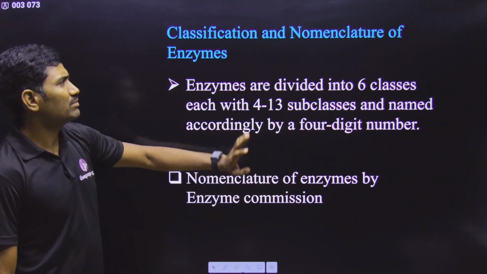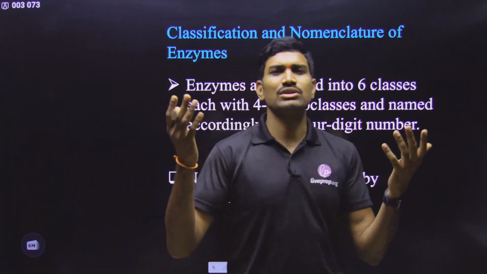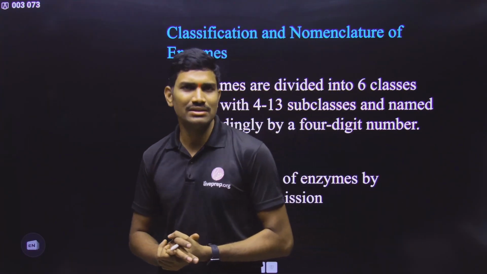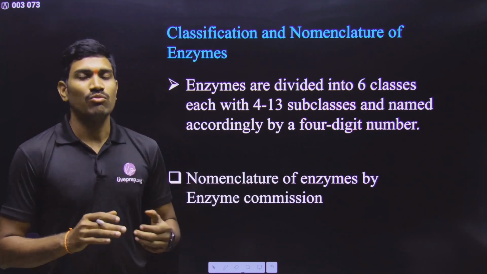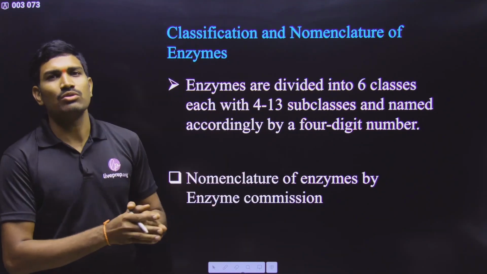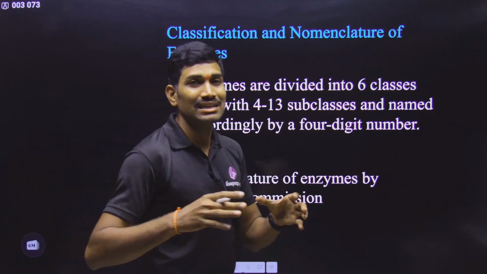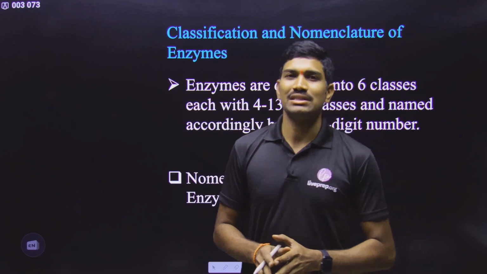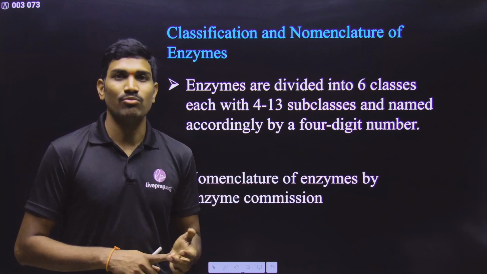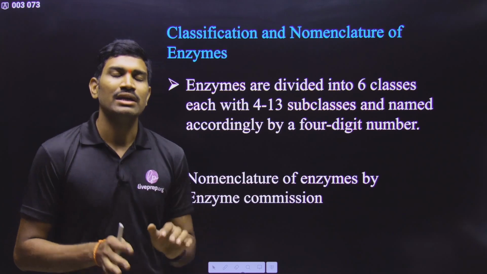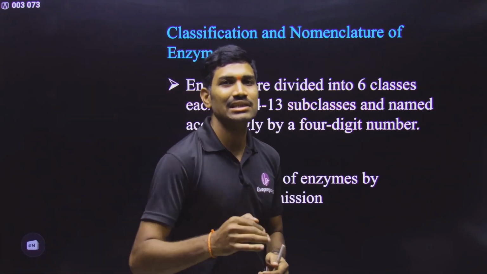We don't need to worry too much about the classification and nomenclature of enzymes. Thousands of enzymes were discovered by scientists, but we need to give some names for them. So there is a group of scientists called the Enzyme Commission, and they have decided some rules. Generally we study nomenclature in organic chemistry, botany, and zoology. In the same way, for enzymes also there is a commission. It is called EC, Enzyme Commission.